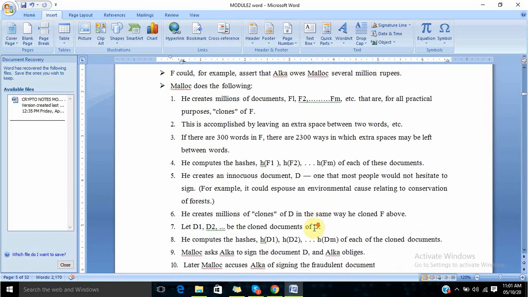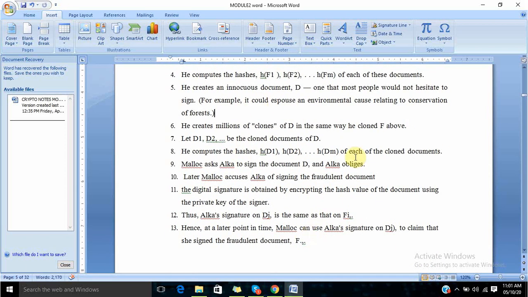So by doing this, whenever Alka signs on that harmless document, Malloc is going to obtain the private key of Alka. Once he gets the private key of Alka, Malloc is going to sign, and then he will tell that Alka has signed it. So this is dangerous, students.